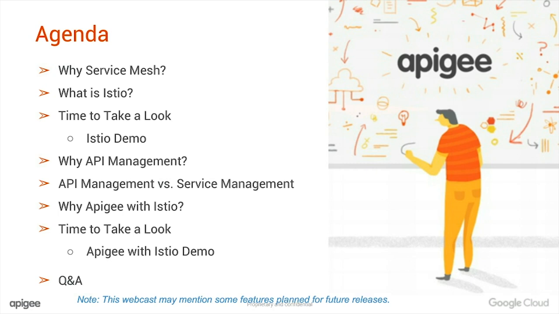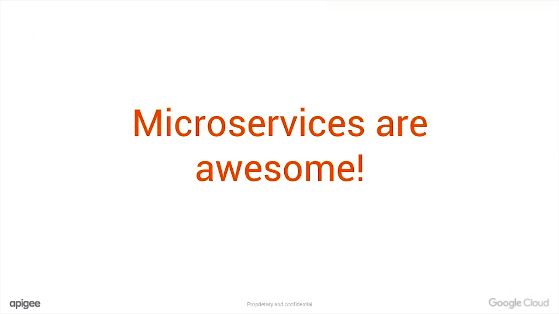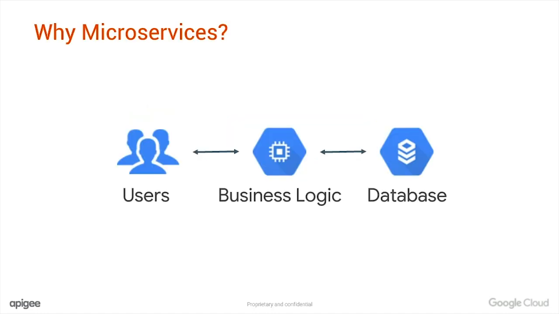So without further ado, let's dig into this and see what a service mesh is. A lot of enterprises are either considering or have already started building new services using a microservices architecture. And we all know that microservices are awesome. But why is that the case? What was wrong with the previous mechanism?